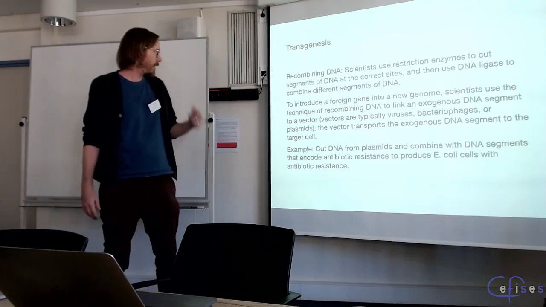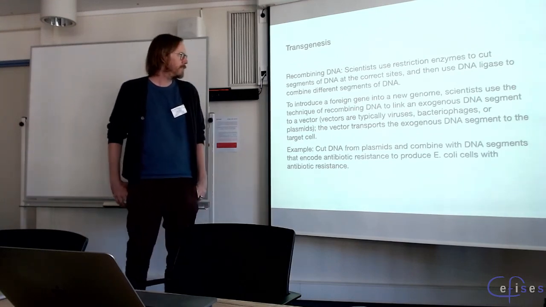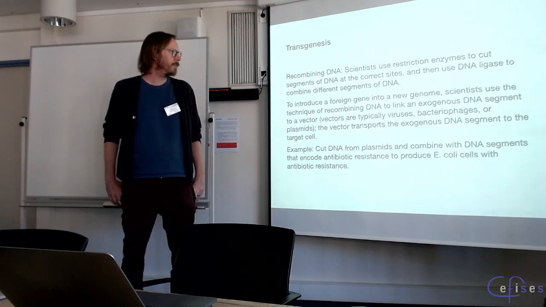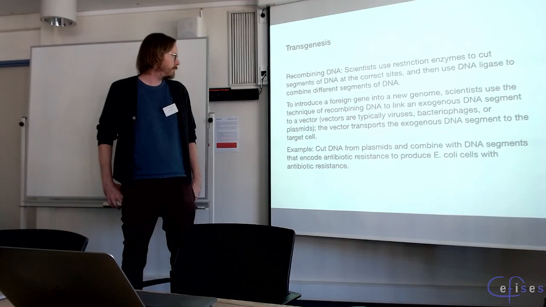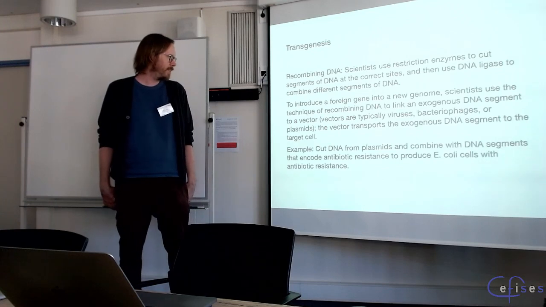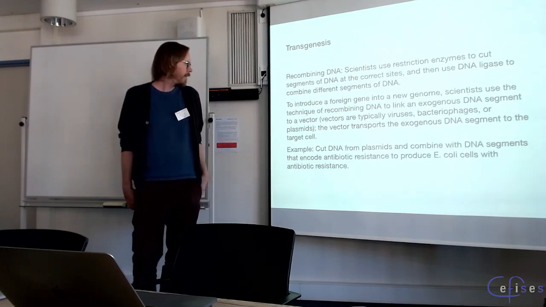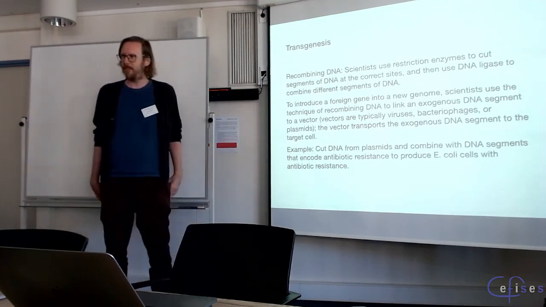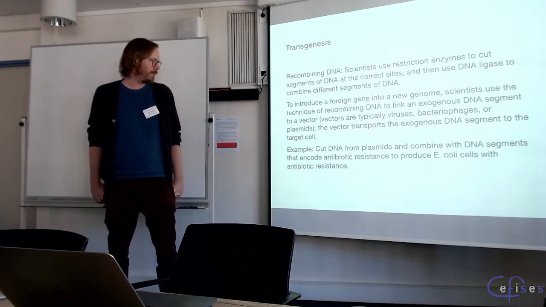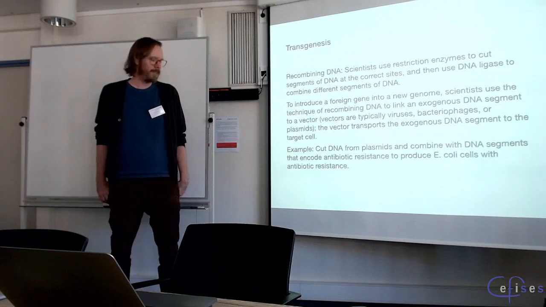We'll start with transgenesis. It requires this technique of recombining DNA. Scientists use restriction enzymes to cut segments of DNA at the correct sites, and then use DNA ligase to combine different segments of DNA. To introduce a foreign gene into a new genome, scientists use the technique of recombining DNA to link an exogenous DNA segment to a vector, where the vectors are typically viruses, bacteriophages, or plasmids. And then the vector transports the exogenous DNA segment to the target cell. An example of this: you can cut DNA from plasmids and combine with DNA segments that encode various forms of antibiotic resistance to produce E. coli cells with antibiotic resistance.